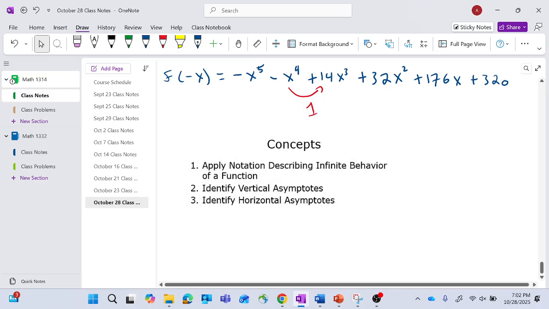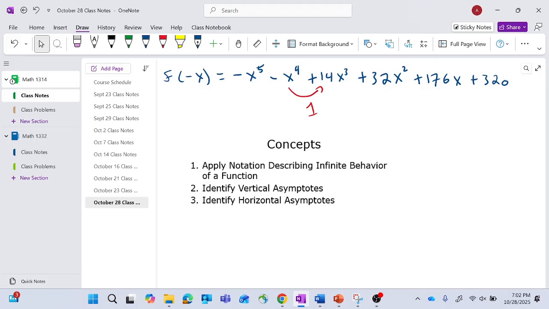So, apply notation describing infinite behavior of a function. Identify vertical and horizontal asymptotes. These are the concepts. Write these down, take a picture of them, come back to it later, whatever you want. But this is what you need to know. This is what I'm going to be testing on your test and what they're going to be testing on your final.